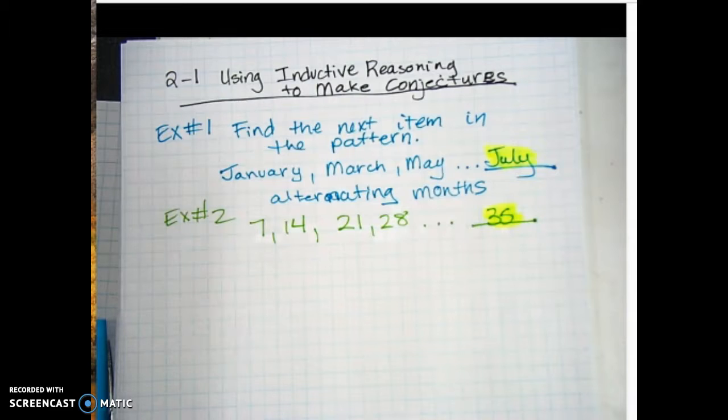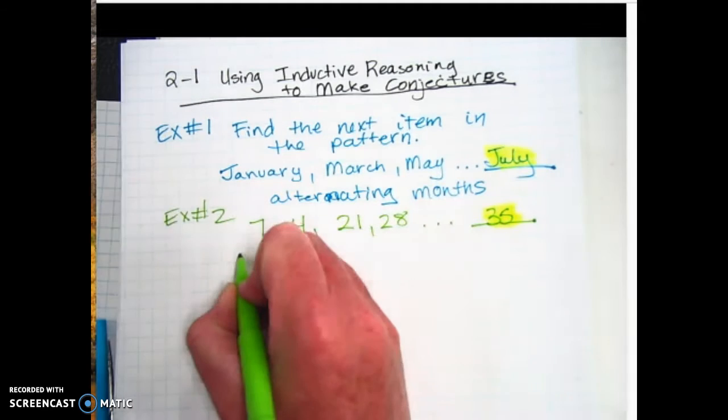How would you describe the pattern to somebody who doesn't see it? Multiples of 7.